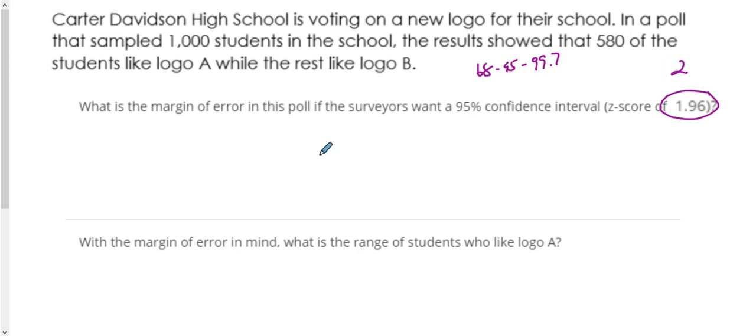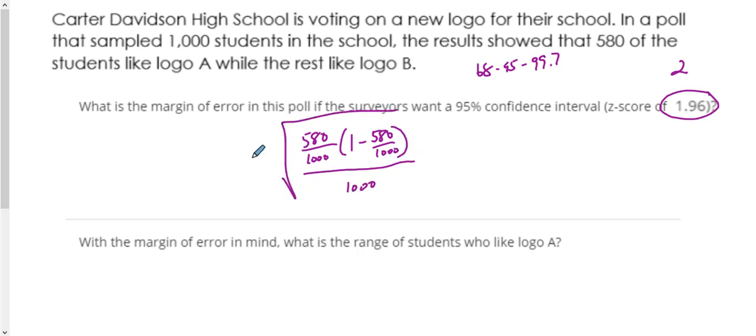All right, so we're going to do the same thing that we did before. We're going to do the whole 580 out of 1,000 times 1 minus 580 out of 1,000 over our 1,000 sample size. But this time, after we take the square root, we're going to multiply it times 1.96 because we're just trying to be a little bit more accurate with our value.